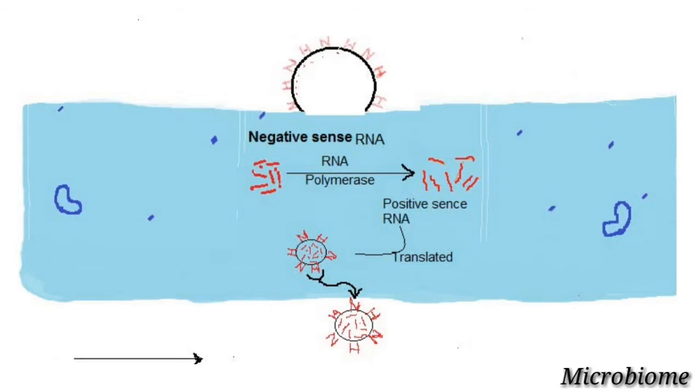Before assembly they are translated and then assembled to form new viruses. These viruses are again released by the budding process with the help of neuraminidase. Neuraminidase cleaves sialic acid at the membrane and helps to release these new virus particles.